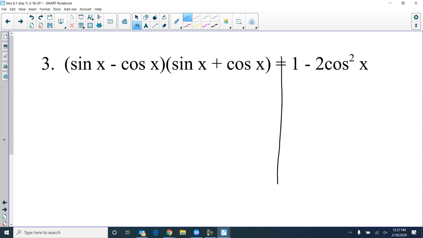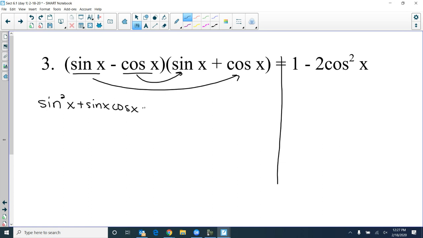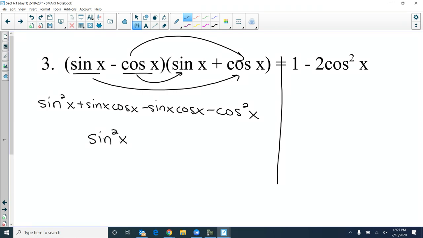That's a FOIL problem. Sine of x times sine of x is sine squared of x. Sine of x times cosine of x is plus sine of x cosine of x. Negative cosine of x times sine of x is, I'm just going to reverse the order. And now negative cosine times positive cosine is minus cosine squared. Do the math, simplify anything you can, because what do those two middle terms add up to? 0, and what am I left with? I'm left with sine squared of x minus cosine squared of x.